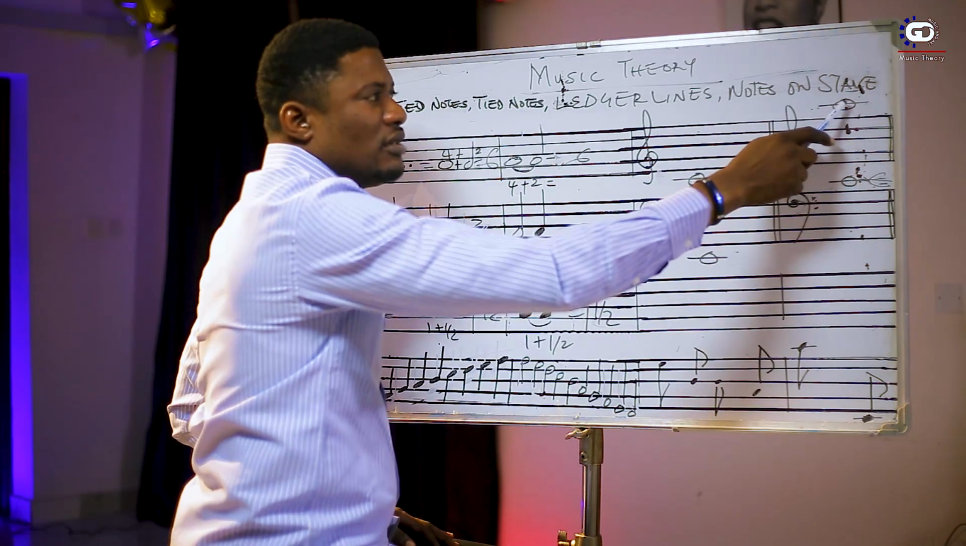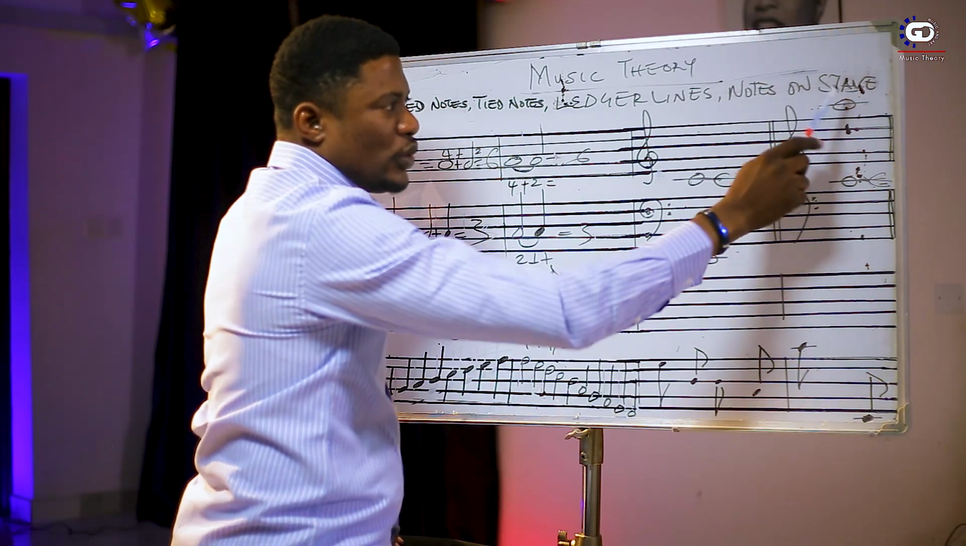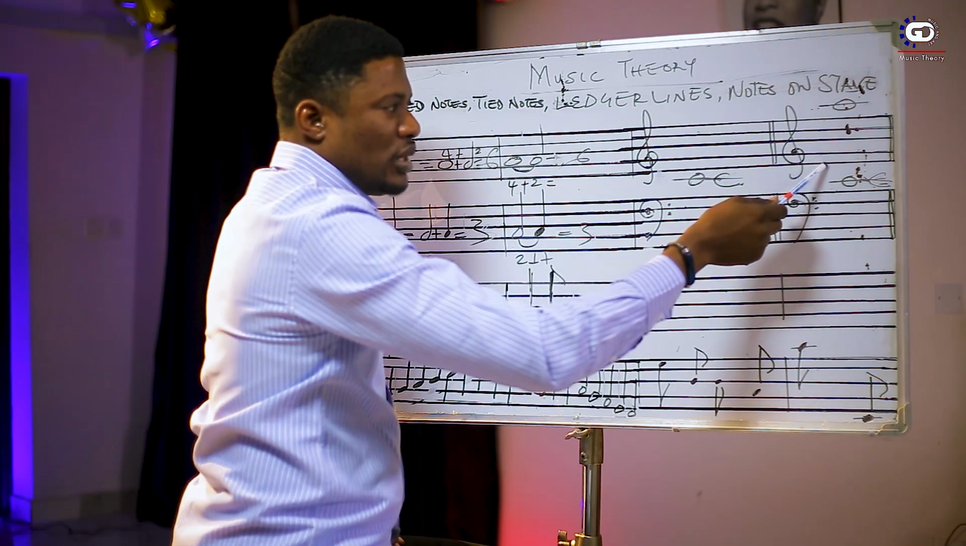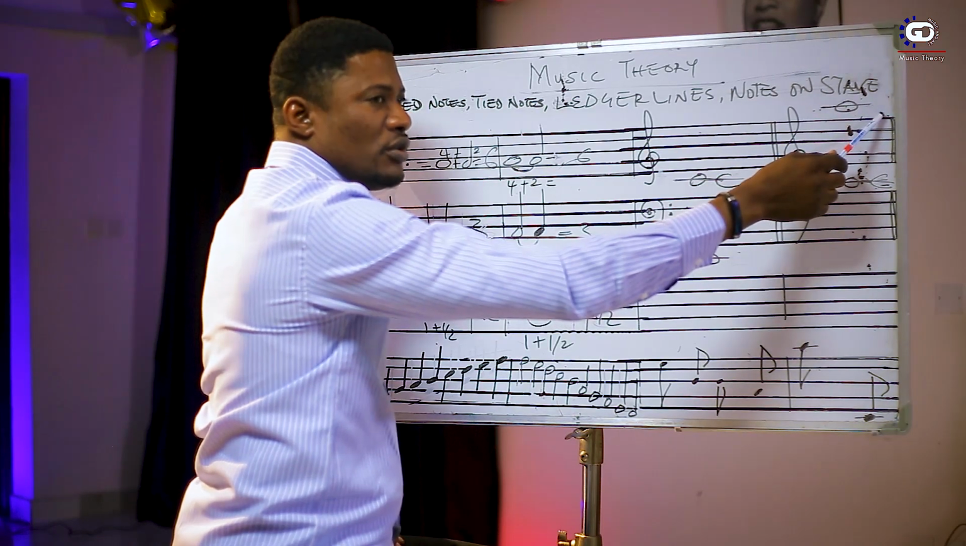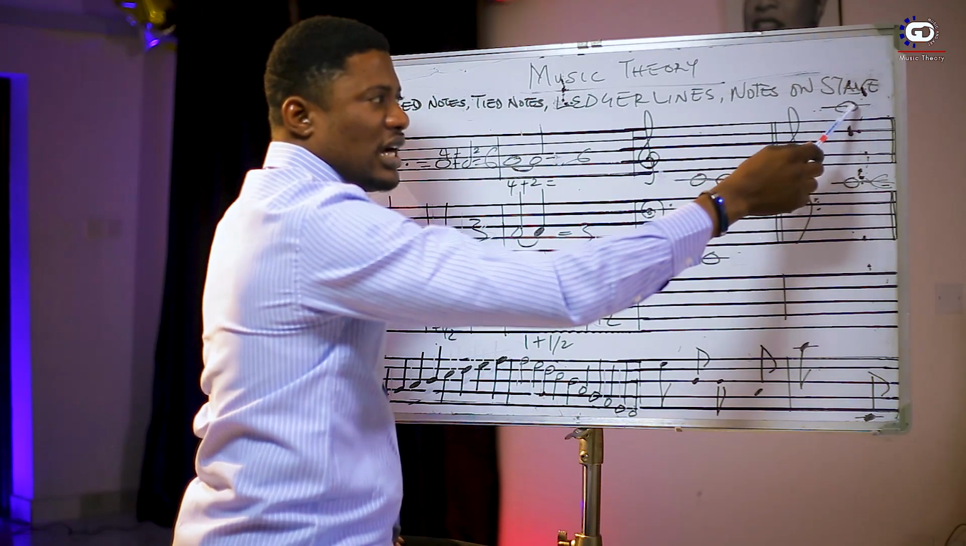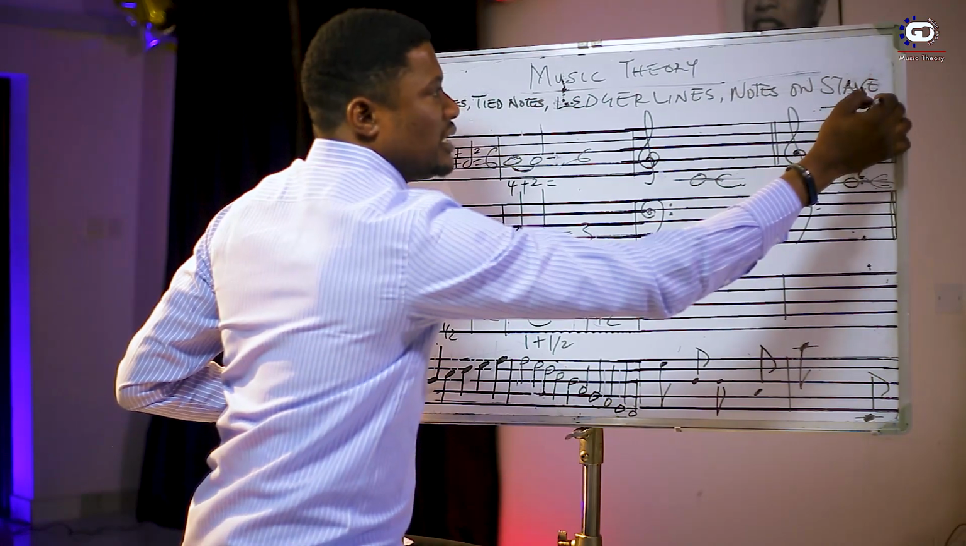Now, let's see ledger line above the treble clef. Now, how do we name this? Remember, you have E, G, B, D, F. The space will give you G, and the ledger line will now give you A. So this ledger line is A.